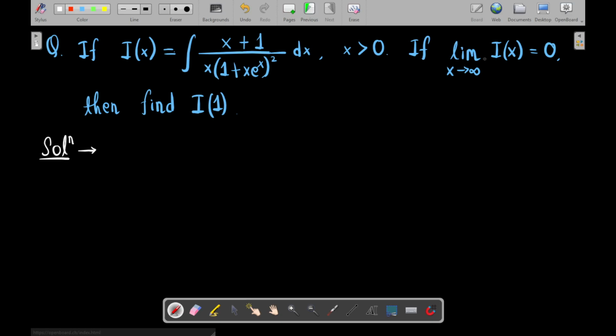and we are given a limiting condition from which we can find the value of this plus c. Okay, and after finding that plus c, we have to evaluate this value at x equal to 1. Okay, so let us start this integral.